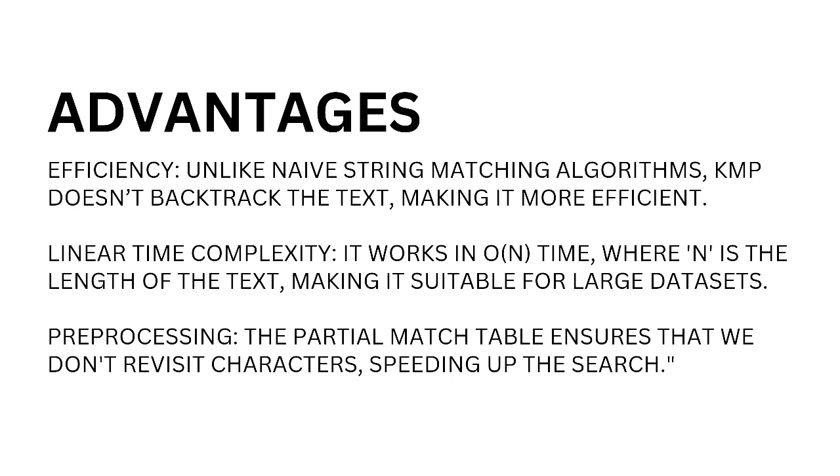So when you have really large data sets, you can use this KMP algorithm and get results in a matter of seconds. Right, then pre-processing. The partial match table ensures that we don't revisit characters, speeding up the search. So you don't have to search everything again and again and again. It's not working on recursive stuff. You just don't have to go through every single thing again and again.